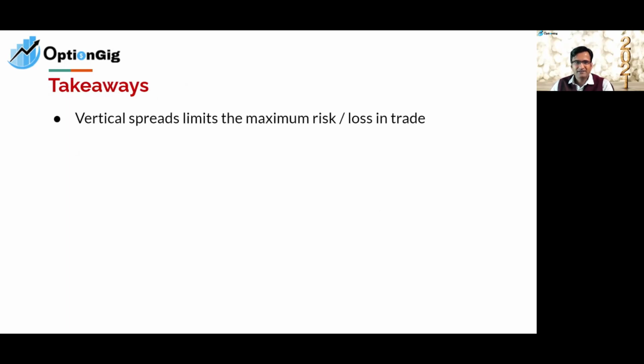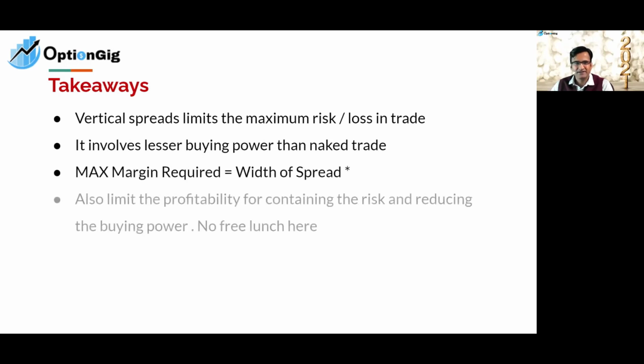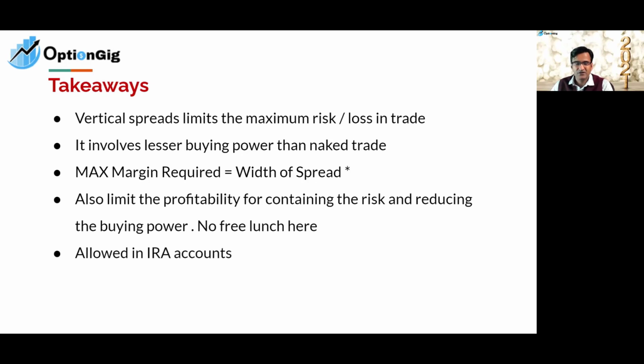Okay, so vertical spreads limit the maximum risk loss in a trade, with lesser buying power and limited margin required, but your profitability is limited as well. The good thing is it is allowed in IRA accounts. You cannot do naked calls, but you can do a call spread on IRA accounts as well.